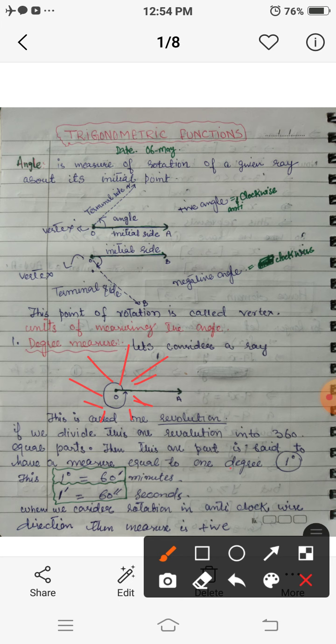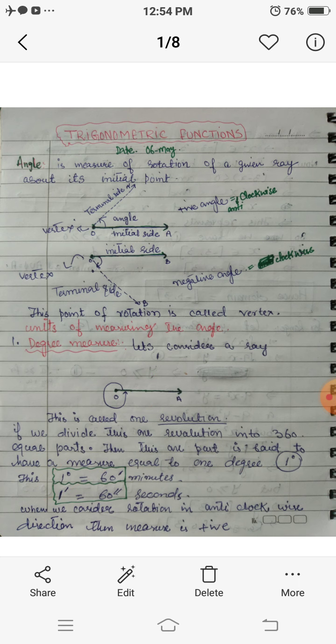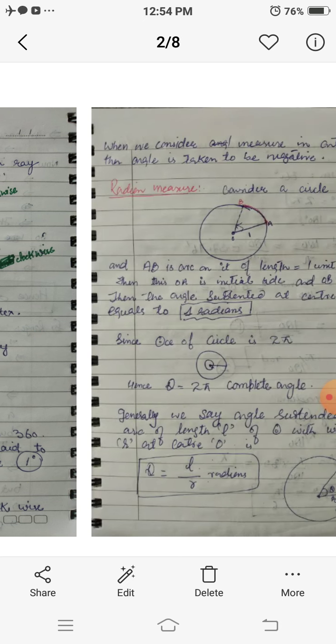In this system, 1 degree is equal to 60 minutes, and 1 minute is simply 60 seconds. If we measure in the anti-clockwise direction, then we say its measure is positive degrees. And when we measure the angle in the clockwise direction, then we have to consider the negative measure.